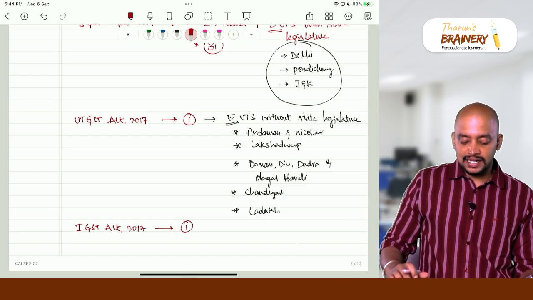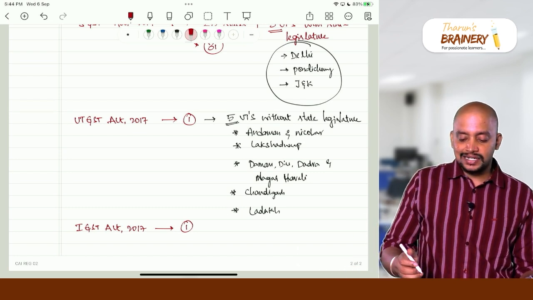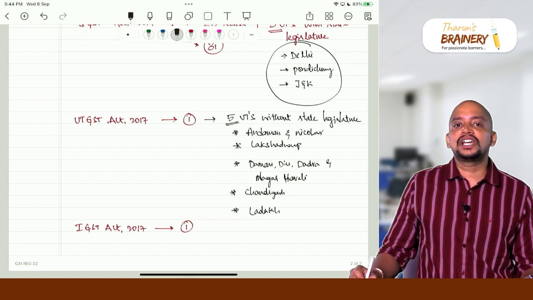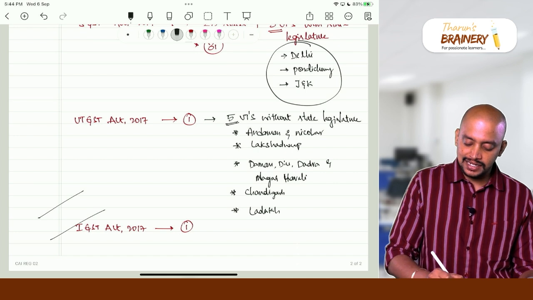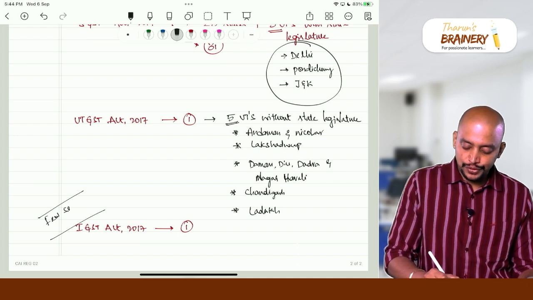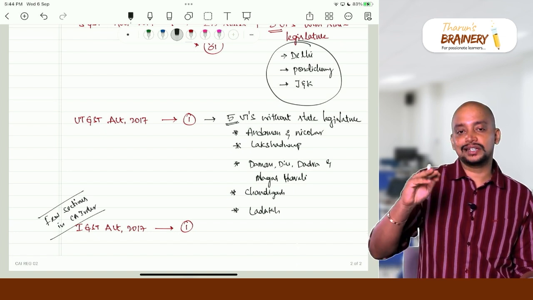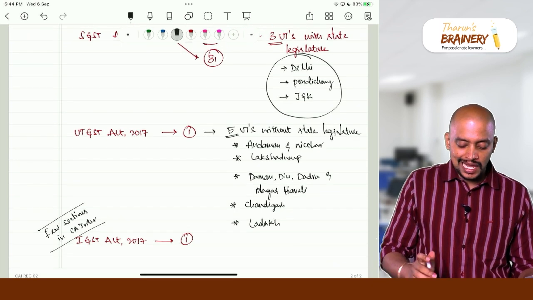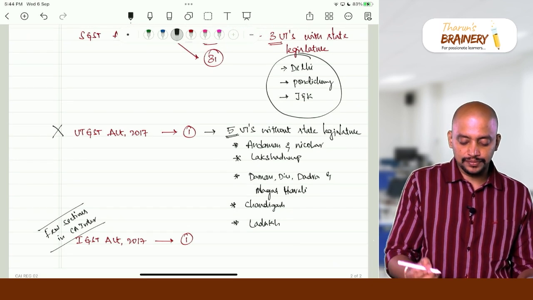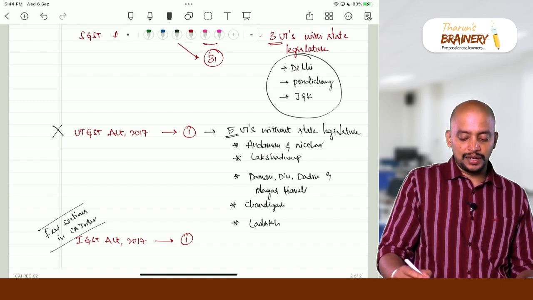In the IGST Act, a few sections are applicable in our syllabus, a few sections for CA intermediate. The remaining sections you will be learning at CA final. The UTGST Act you don't have in the syllabus. Not in syllabus.